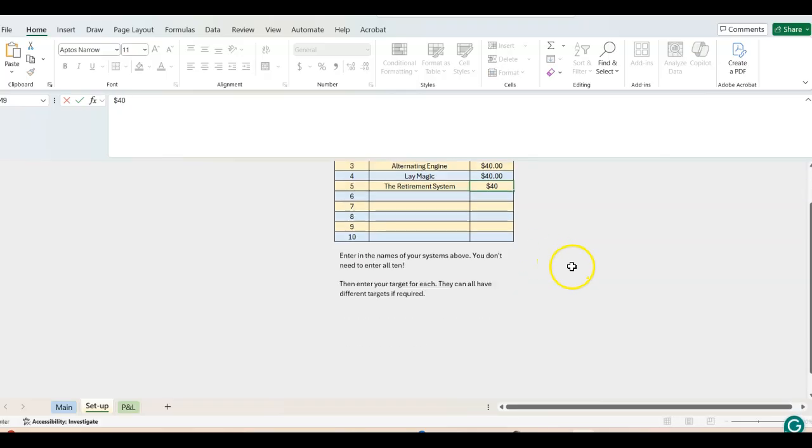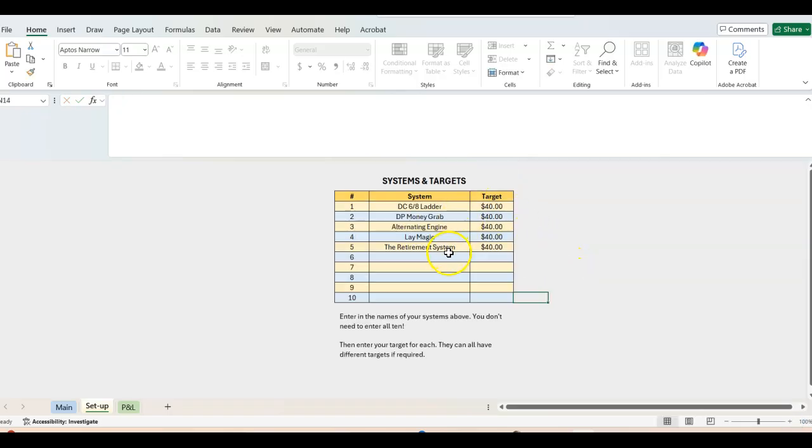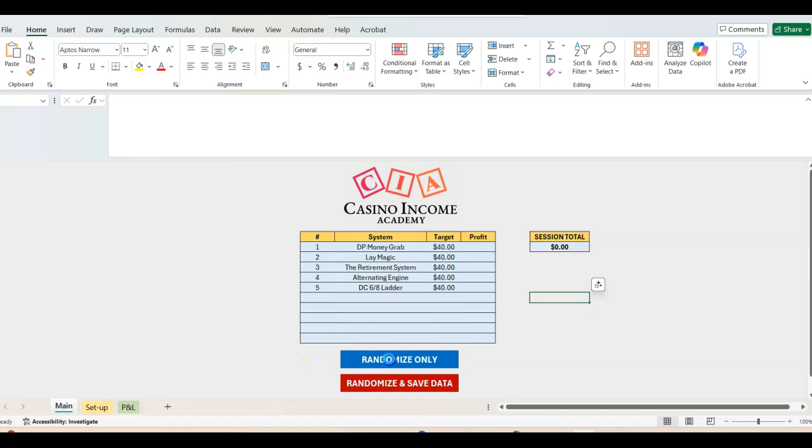All right. So now we've entered all the names, all the systems that we want to use for this session, let's say, and the win target. So now we're going to click back to main and we're going to randomize them. So look what we just did. We randomized the systems that we put in. So now we have our set number of systems in a randomized order.